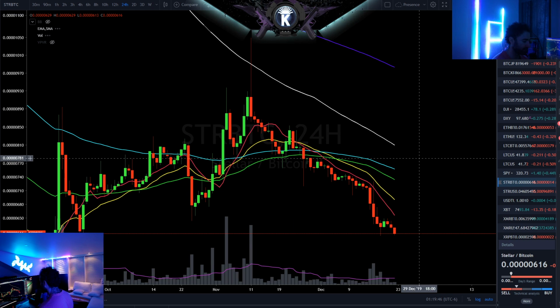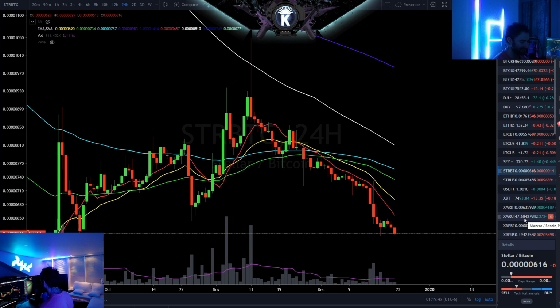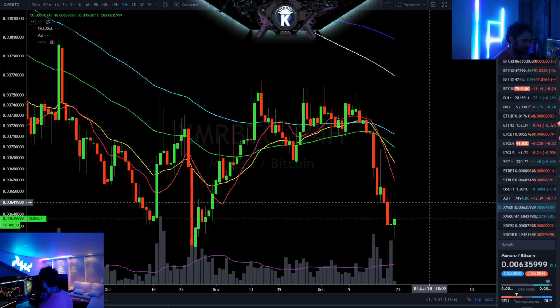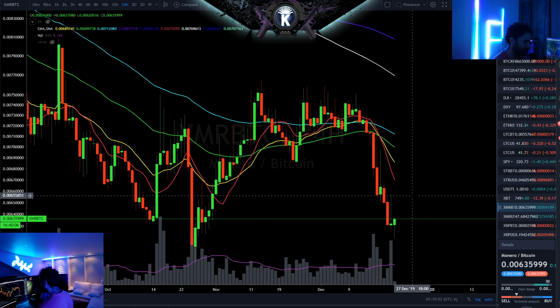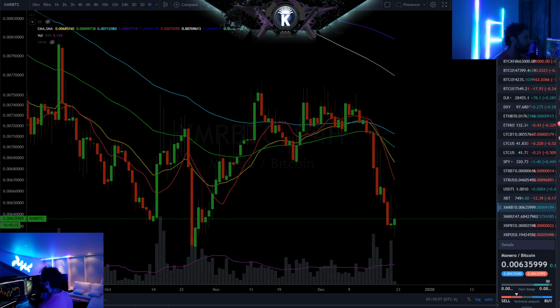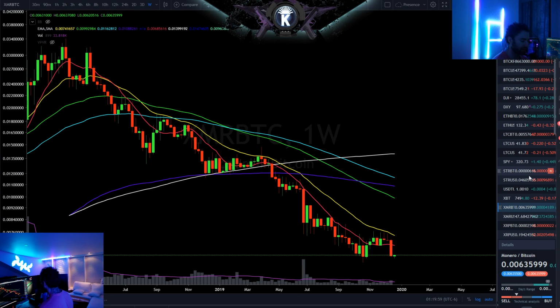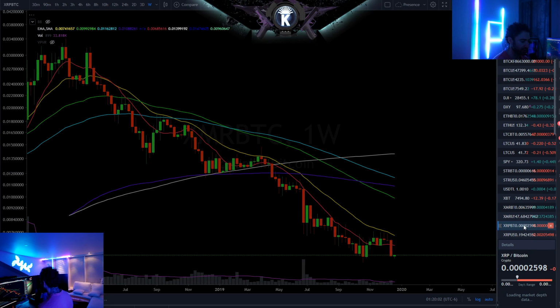What about Stellar? Yep, just continuation. It's the name of the game. What about Monero? Do we have continuation here? Nope, we're looking for a bouncy bounce here, it looks like. Maybe back up to like 655,000, but still longer term time frames are heavily bearish here, so probably looking for continuation overall.